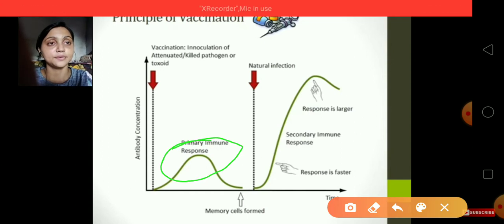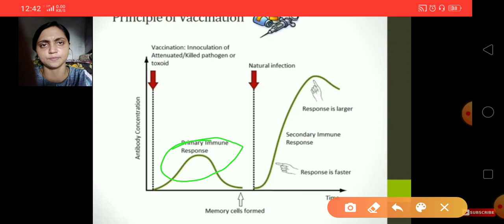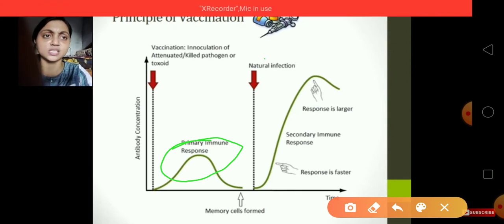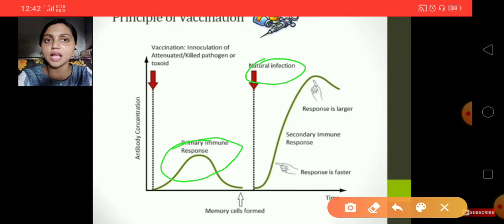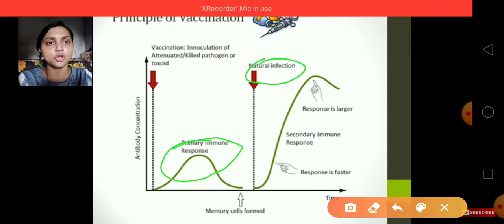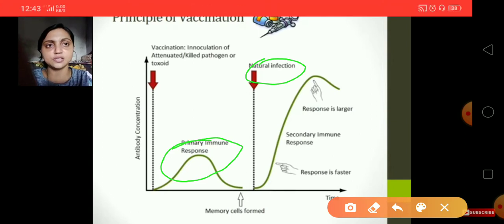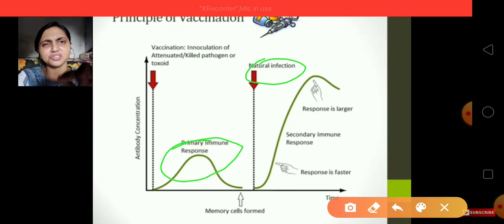But when the body is naturally infected with the pathogen, not in the form of vaccination, this is natural infection, and the natural infection will be in a higher dose, because in vaccination we are intentionally using smaller amounts of pathogens, or attenuated, meaning inactive, pathogens.